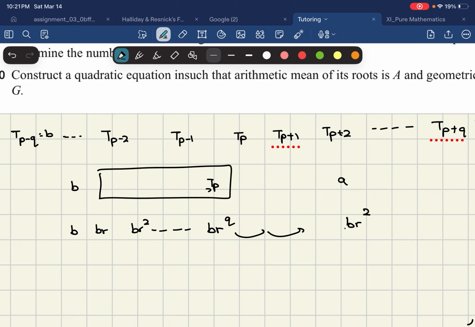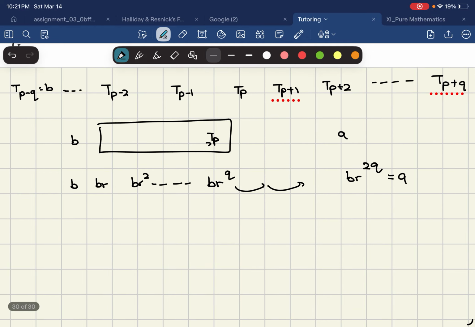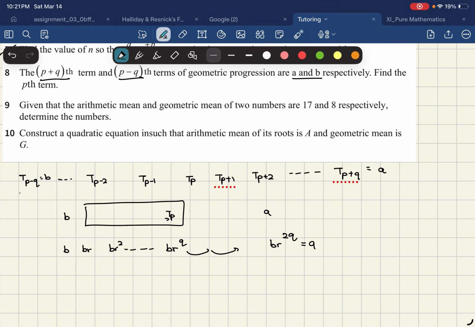And I continue this, so if I go to br to the power 2q, I should be getting to my a point. So that is just writing things like this. Because we went back q terms, right? We went back once, twice, we went back q terms. So when we come forward, we need to come forward once, twice, q number of times with r. And then it's the same thing here. We went forward q times.